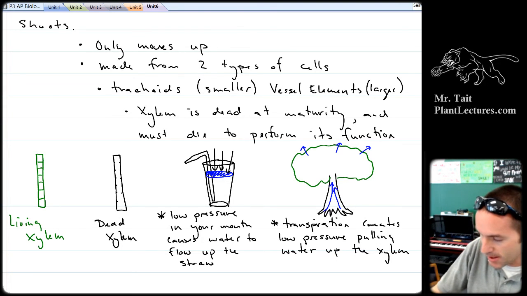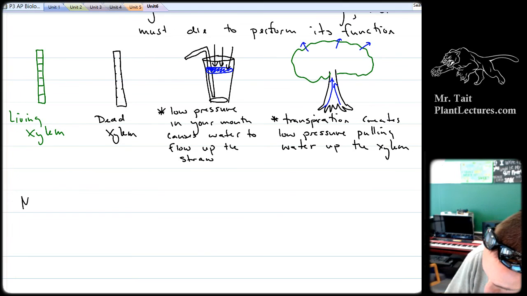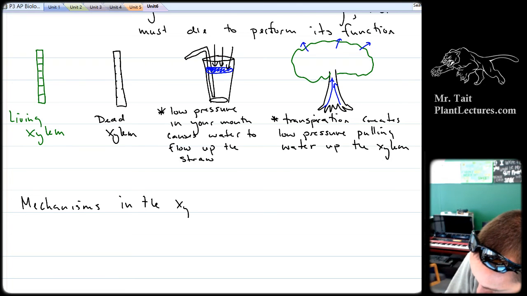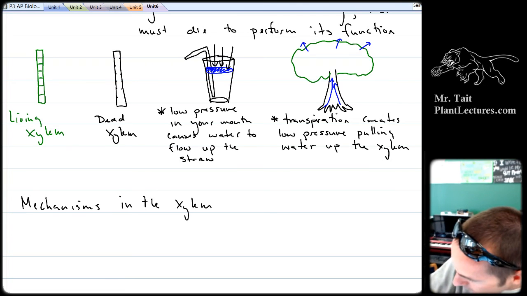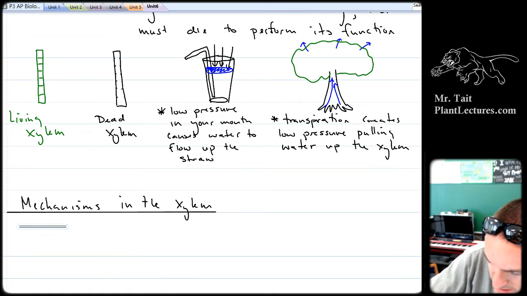Let's talk about the other mechanism that drives this. So these are, let's do, mechanisms in the xylem. First one we just talked about is called transpiration pull.